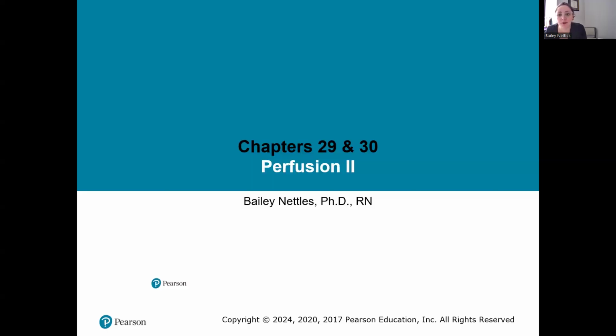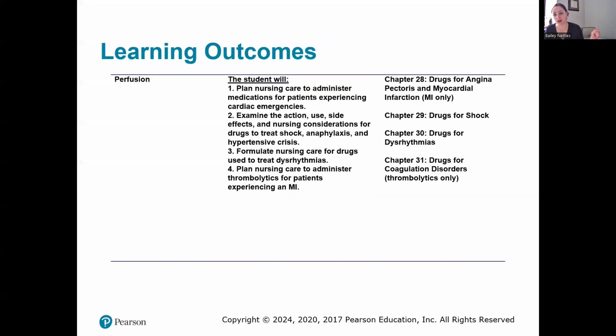All right, so now we're gonna do perfusion 2, which is chapters 29 and 30. So we're gonna work on SLO 2 and 3. So we're able to examine the action, uses, side effects, and nursing considerations for drugs to treat shock, anaphylaxis, and hypertensive crisis. Formulate nursing care for drugs to treat dysrhythmias. Okay, so 29 and 30. We're gonna do chapter 30 first.